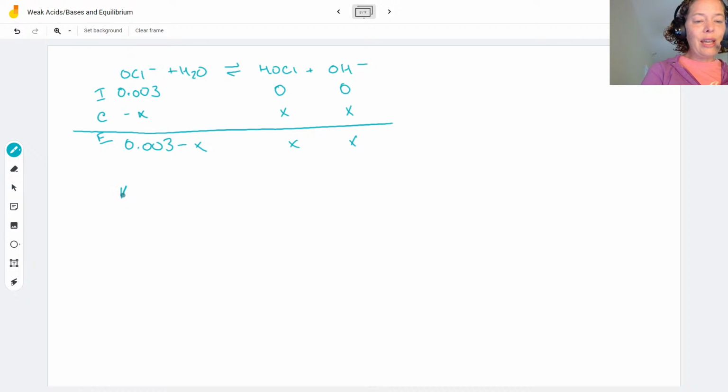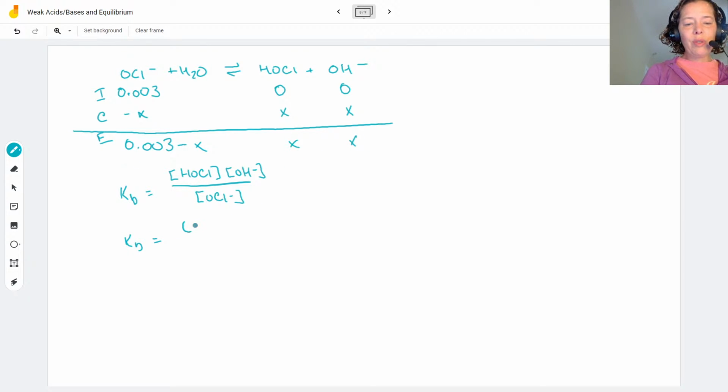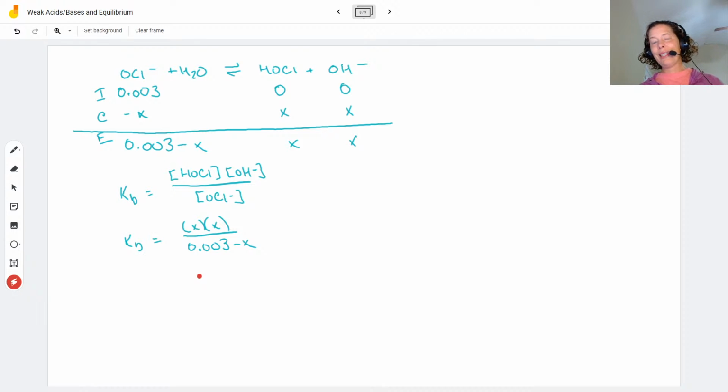I'm just going to write a Kb for this. Again, just products over reactants. Hydroxide over our conjugate base. Again, remember, water is folded into your Kb. Let's put in our values here that we got from equilibrium. So this is x, and this is 0.003 minus x. All right, so fantastic, but we have a little bit of a problem, don't we? What is this Kb?